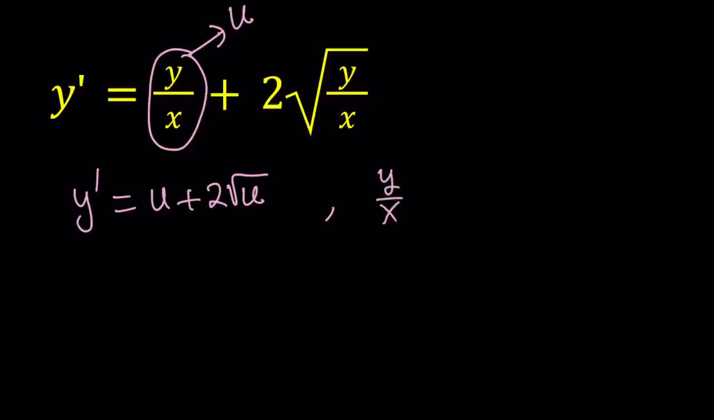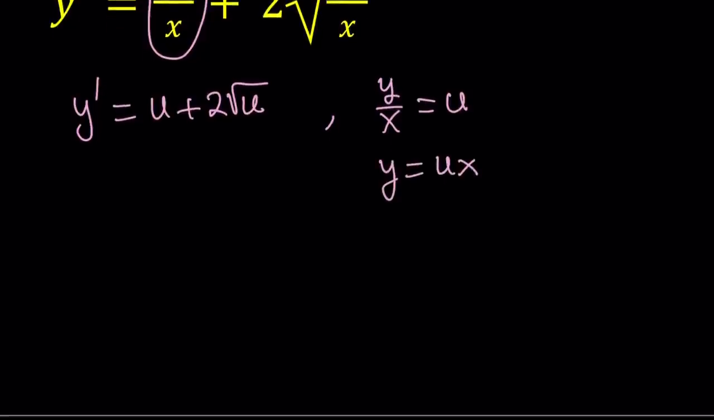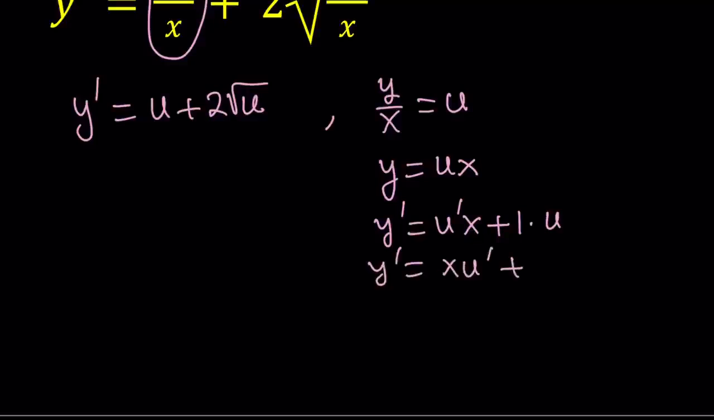Y over x equals u, and obviously x does not equal 0. Multiply both sides by x, we get y equals ux. Now we can differentiate both sides. Notice that u is a function of x, and we can use the product rule. Y prime is the derivative of u multiplied by x plus the derivative of x, which is 1, multiplied by u. So we can write y prime as x times u prime plus u.